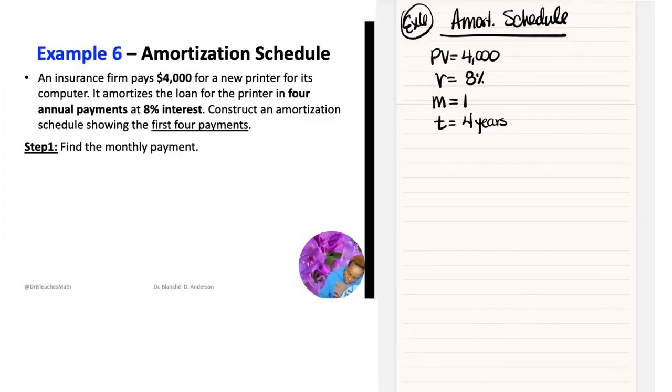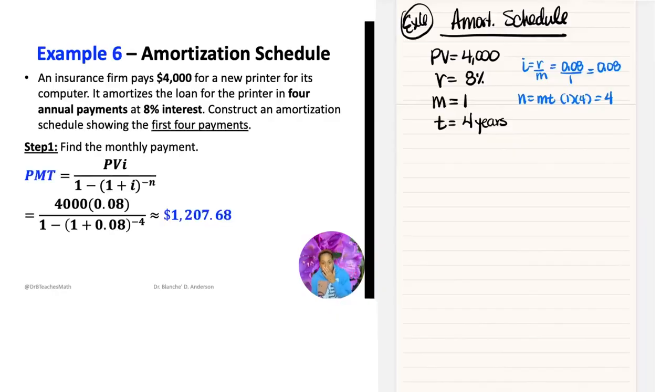Okay, so your I is going to be R over M. 8% is 0.08, right? Divided by 1. Yay! It stays. Divided by 1. And then your N is M times T. So that's going to be 1 times 4. So that's going to be 4 because we're doing it for 4 years.